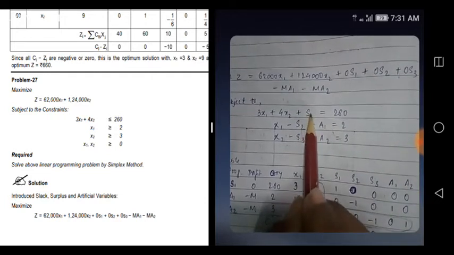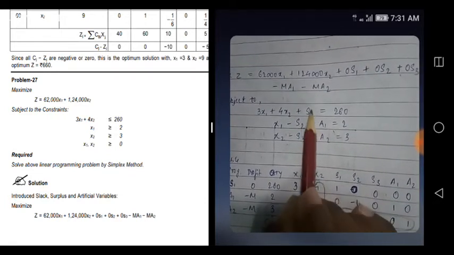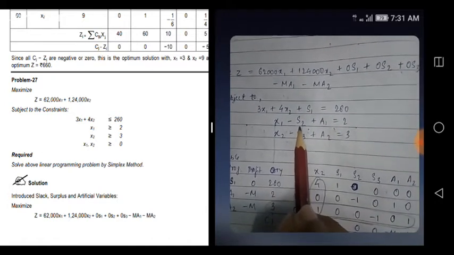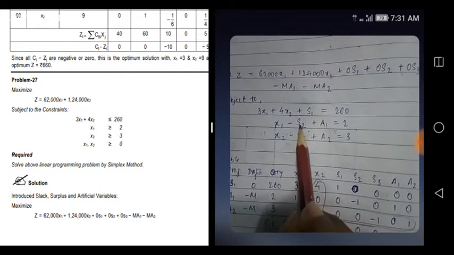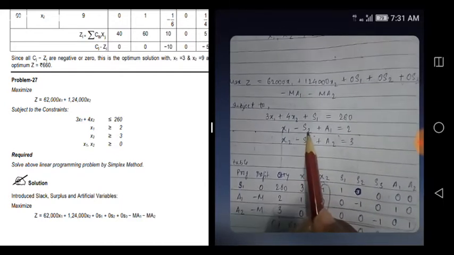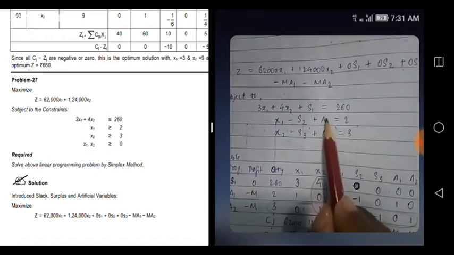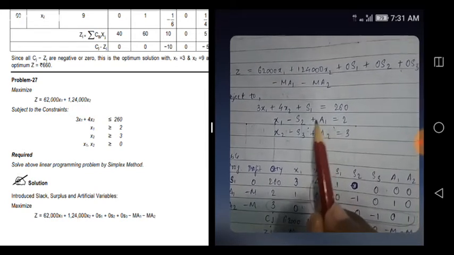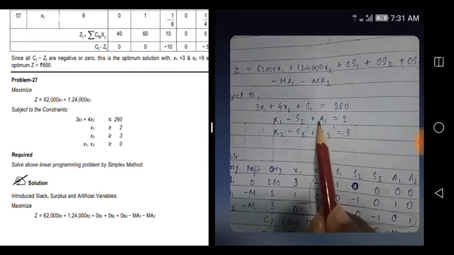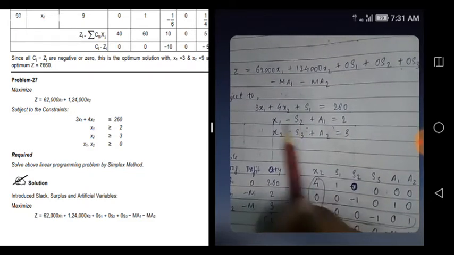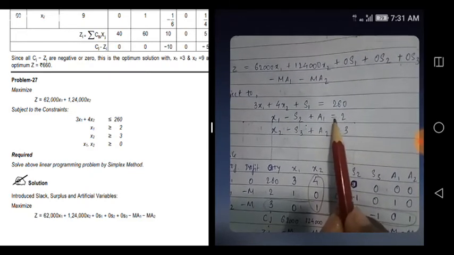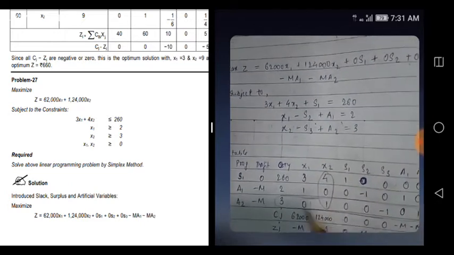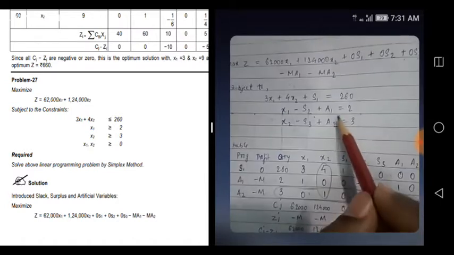So that means in reality this variable exists, just like the surplus variable. This is slack, this is surplus. This surplus variable also exists in reality, but the artificial variable does not exist in reality. So even if you keep plus a1 here, it will not affect the inequality or equality. We are adding this just to facilitate the simplex table so that we can proceed. So that's it.